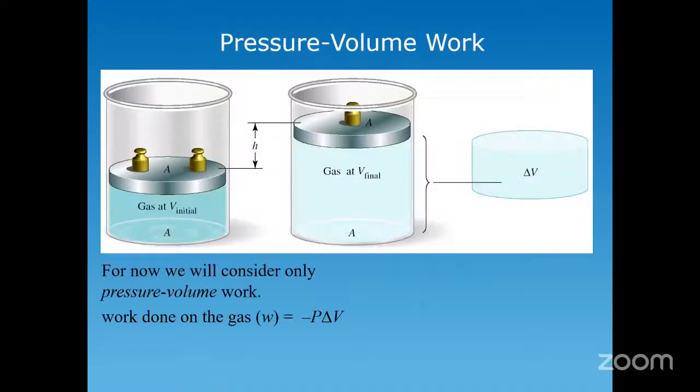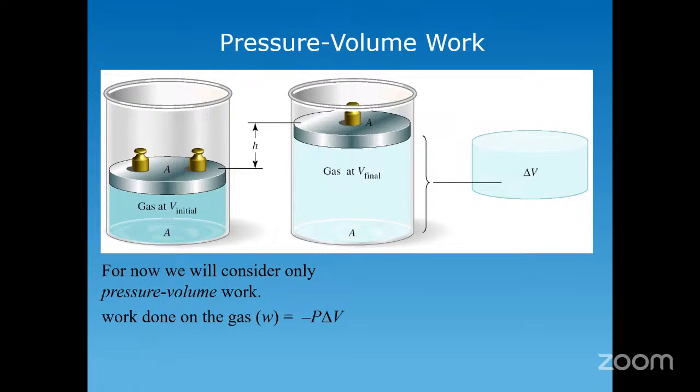Now, if it was the other way around, then basically what will happen is that there will be a decrease in the volume. If the volume decreases, that means that delta V is negative, which means that if this is negative and that's negative, that means that the work done on the gas will be positive, right?